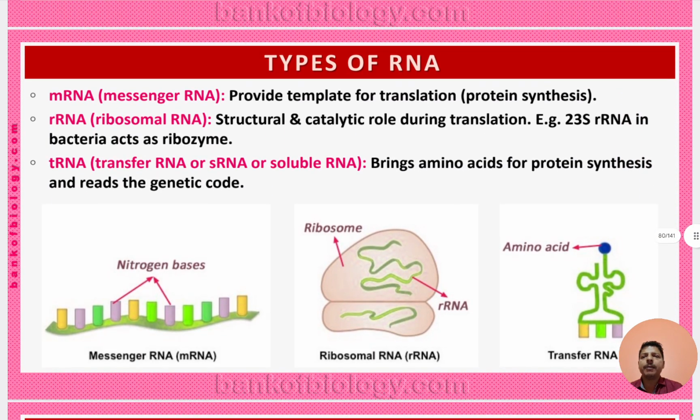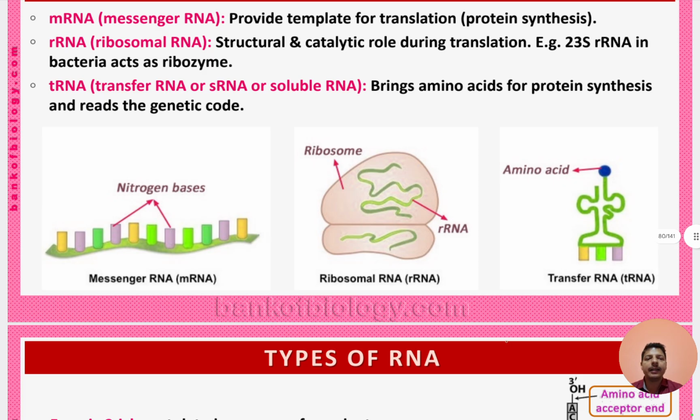Then types of RNA. mRNA or messenger RNA provides the template for translation, protein synthesis. rRNA or ribosomal RNA has a structural and catalytic role during translation, for example 23S rRNA in bacteria acts as a ribozyme. tRNA or transfer RNA, also called sRNA or soluble RNA, brings amino acids for protein synthesis and reads the genetic code. See the diagram: mRNA, rRNA, tRNA.